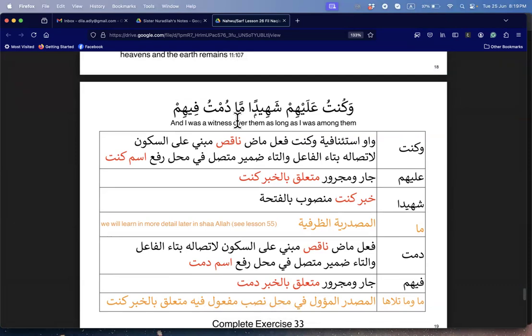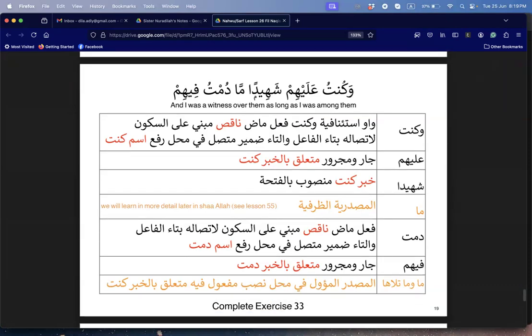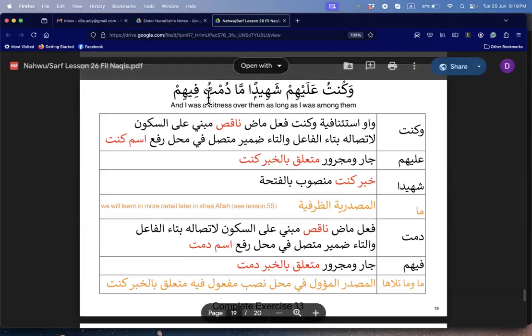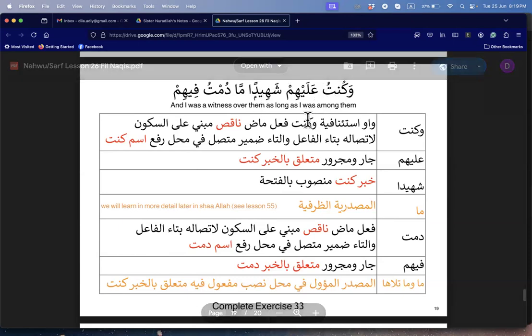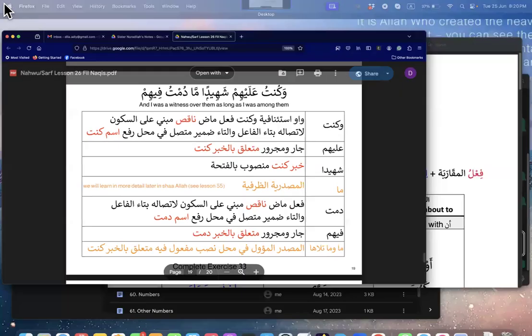As long as, correct. It will always be like that. As long as he, I, but it's all there. It's always as long as. So it's always going to be maf'ul fihi, always going to be muta'alliq to something in the sentence before. Muta'alliq because it's a zarf now. Yes, exactly.